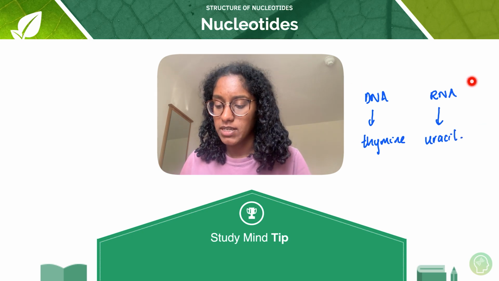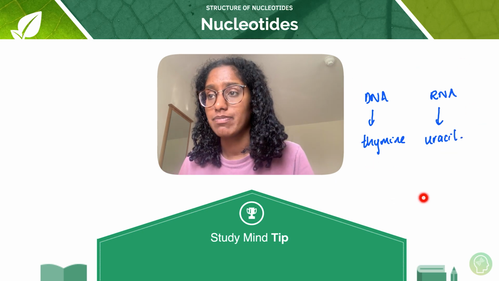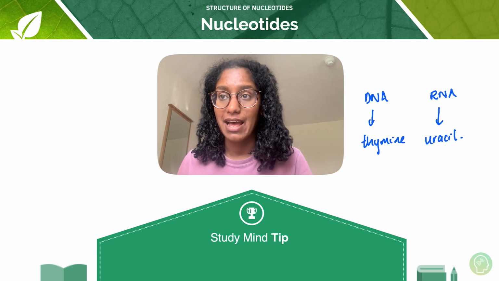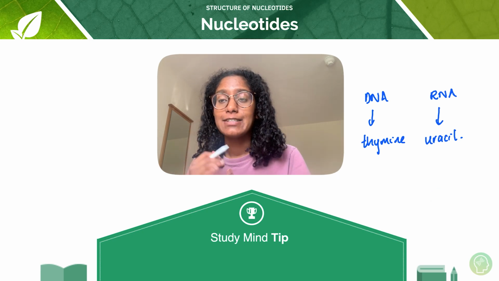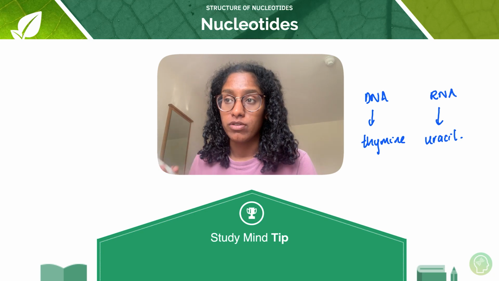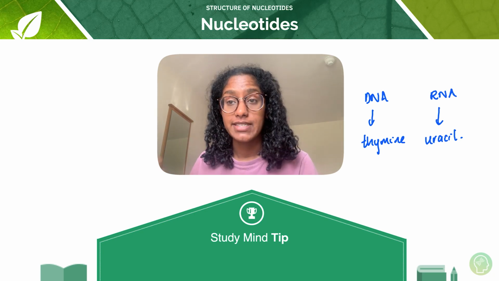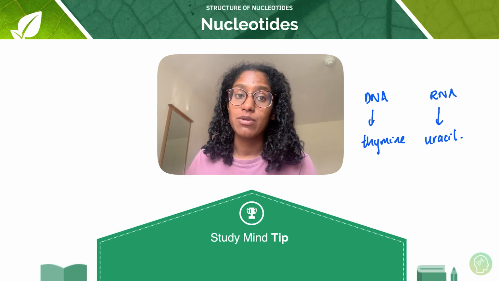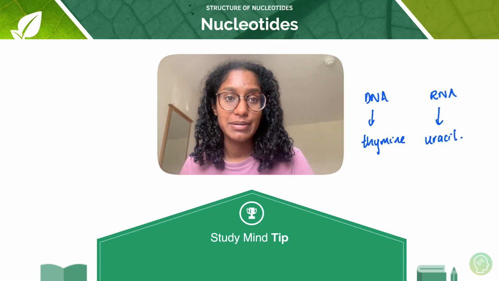Really, really important, because this is a common mistake that many students make and that you will lose marks for in your exam. So DNA does not contain a base called uracil. Only RNA has that uracil base. And in place of the uracil base, DNA has thymine.